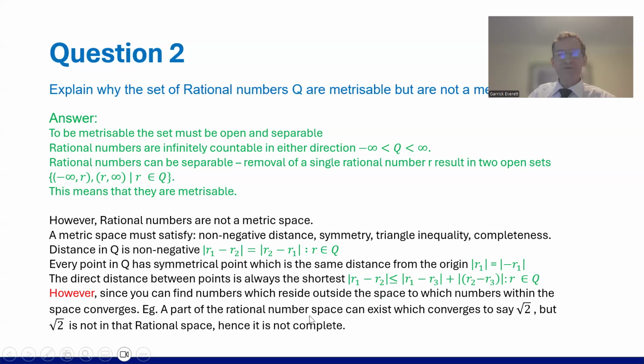A part of the rational number space can exist which converges to, say, and I've given an example here, root 2, but root 2 is not in that rational space, hence it is not complete. So you could create a set of numbers from the rationals which converges to root 2, but root 2 isn't in the space. So that's why it's not a metric space. So there you go.